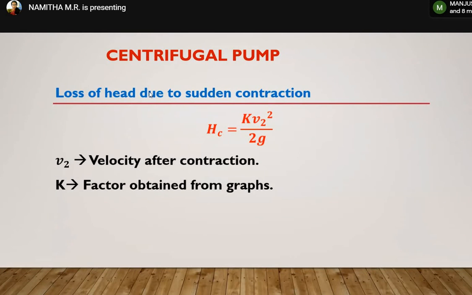So the third loss is contraction. Earlier we discussed the sudden enlargement. If the pipe diameter suddenly decreases, that causes a contraction. So that loss is accounted as Hc equal to k v square divided by 2g, where v2 is the velocity after contraction.